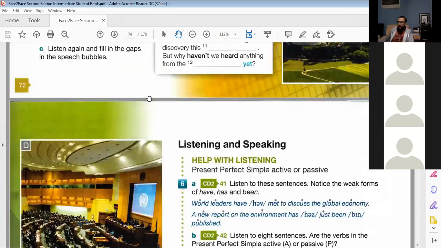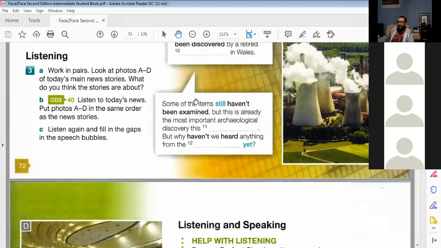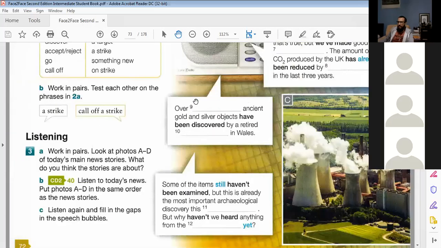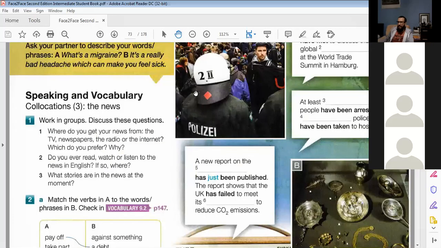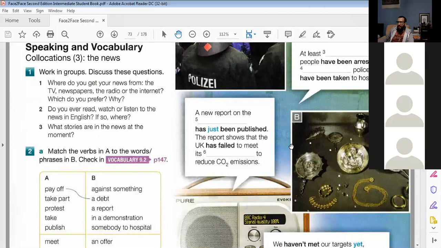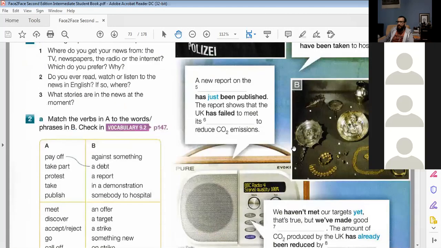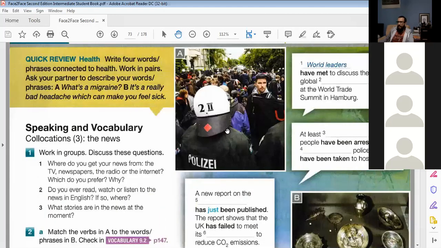Now the order of the pictures. Yeah, so what's the order now? The same order we read. Yeah, A, B. No, A, C, B, D. Yes. Correct, correct. Actually A, D first.